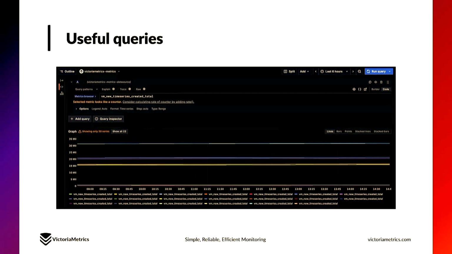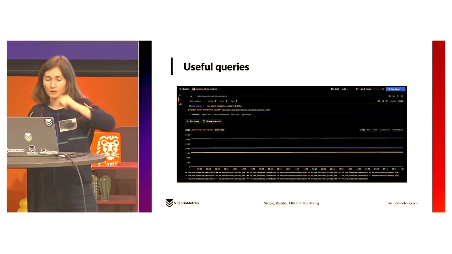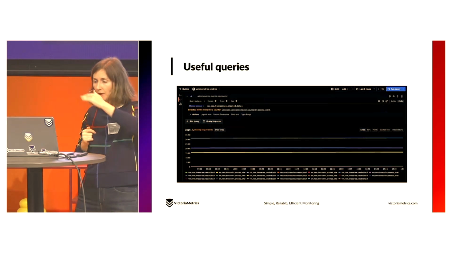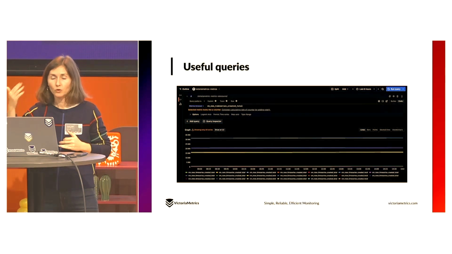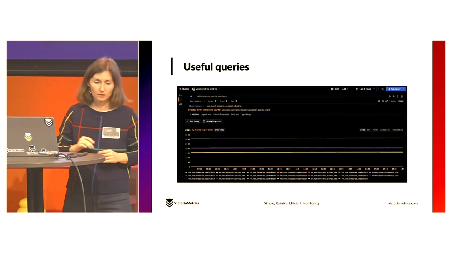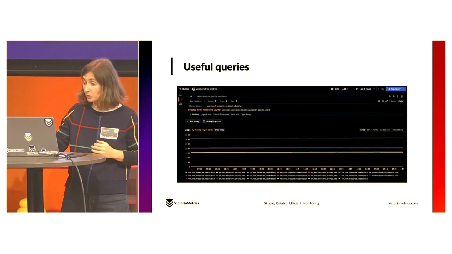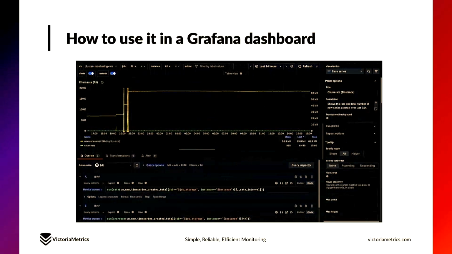is to look at vm_new_timeseries_created_total. That basically gives you the number of brand new unique time series that were created. If you get spikes here, you'll see that it is a high cardinality problem, and every jump means a new unique label combination flowing in. You could also use it in a dashboard, so you could do the sum. For me it's super small, but I'm not sure if you can see it.